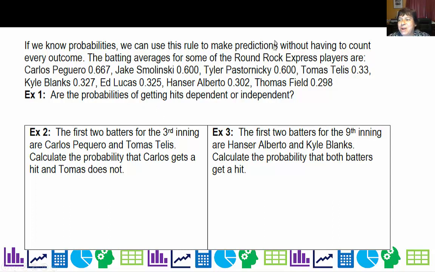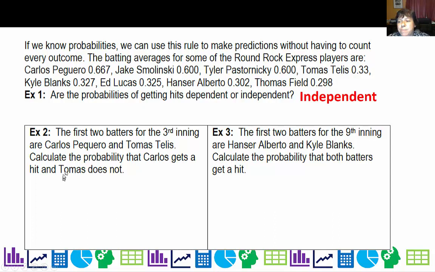The batting averages for some of the Round Rock Express players are here, and this is from a couple of years ago. Are the probabilities of getting hits dependent or independent? Well, assuming they're good players and they try not to let the play of other people affect them, they should be independent. All right. So let's calculate the probability that Carlos Peguero gets a hit and Thomas does not.